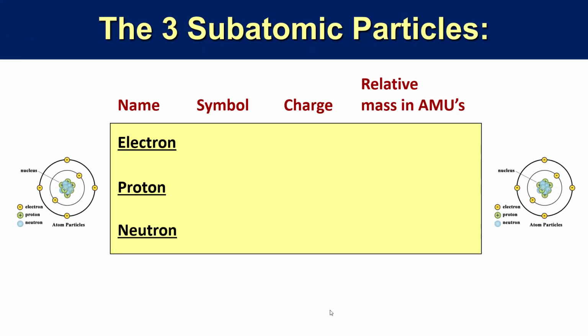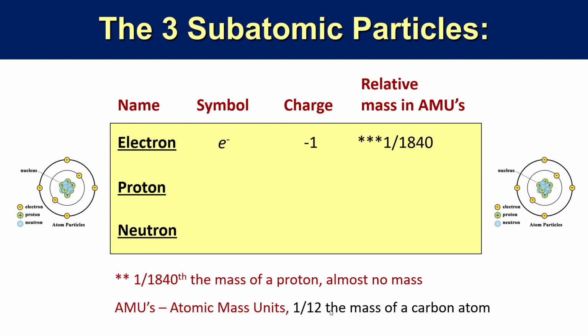Diving in a little further into the three subatomic particles, we're going to talk a little bit now about the electron. The symbol of an electron will be shorthand an E with a negative sign here. Its charge is going to be -1, and its relative mass is going to be 1/1840th the mass of a proton. You'll see here it says relative mass in AMU, and AMU is an atomic mass unit.